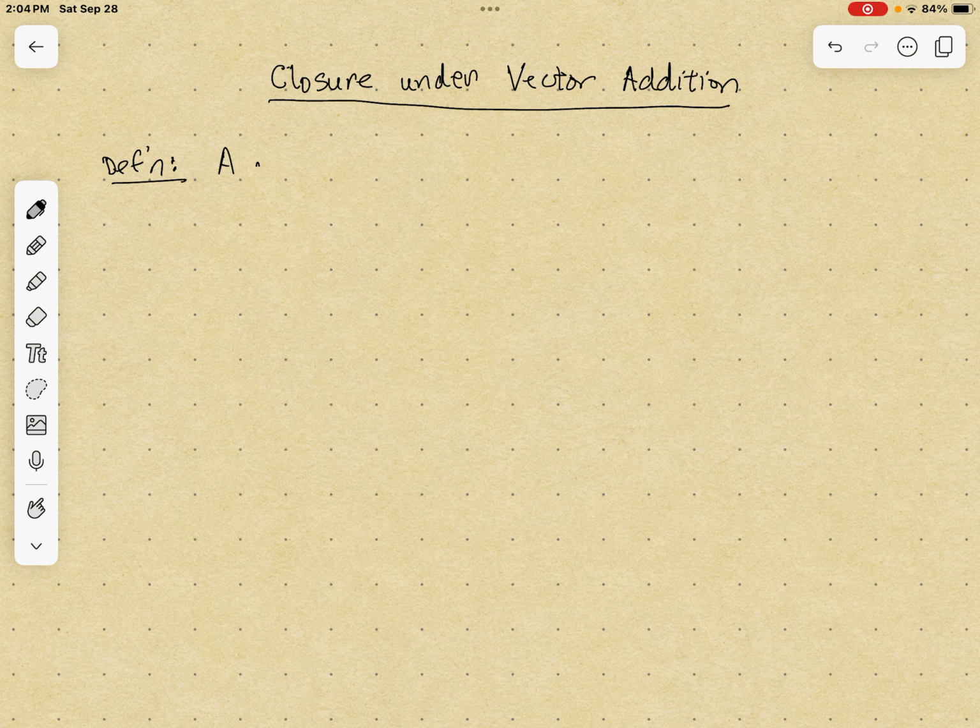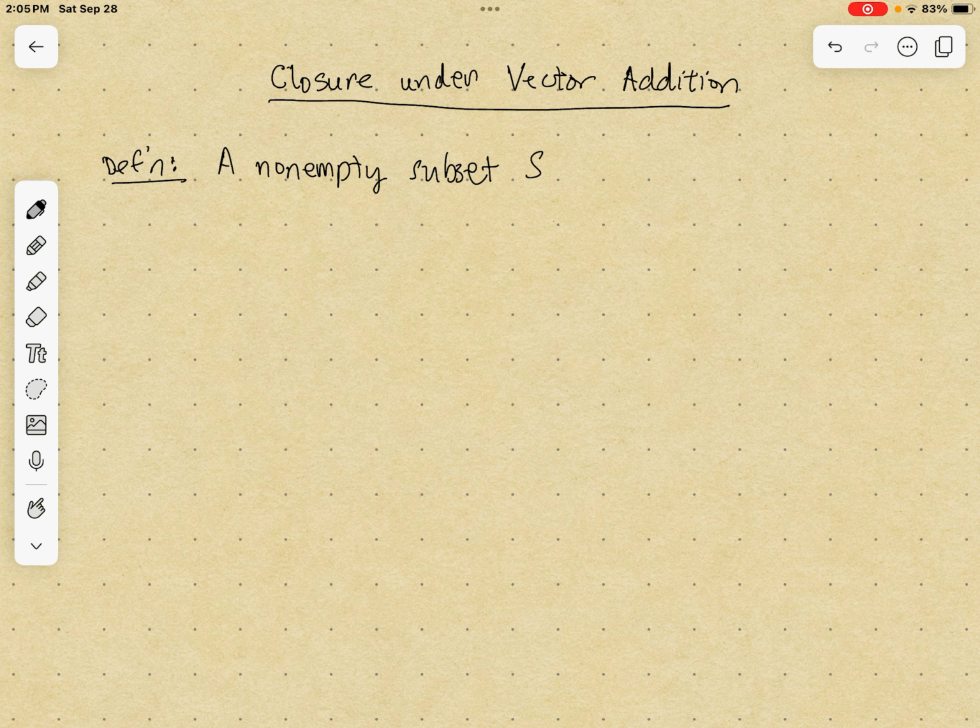So if you have a non-empty subset, if you don't know what non-empty subset means, it just means it's not the empty set. Don't worry so much if you don't know about the empty set. It's like a set theory thing. The empty set is defined to be the set without any elements in it. So we're just talking about a subset of Rn that actually has elements in it, which is pretty much the only case that we're interested in.